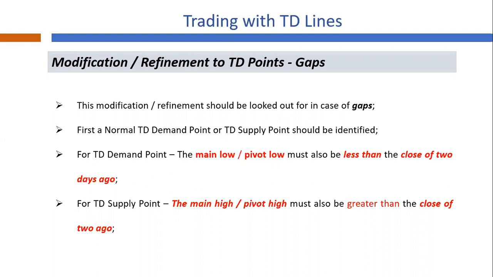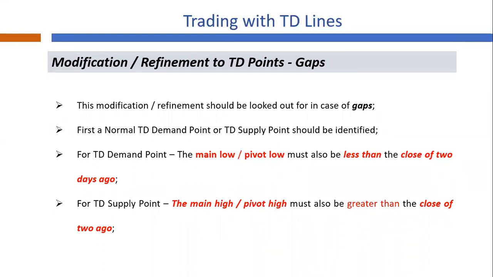As already discussed, there are two types of TD points, namely TD demand and TD supply point. The same is based on chart high or chart low. Mr. Demark suggested a modification while identifying the TD demand or TD supply point. The same is based on the concept of true high or true low instead of chart high or chart low.